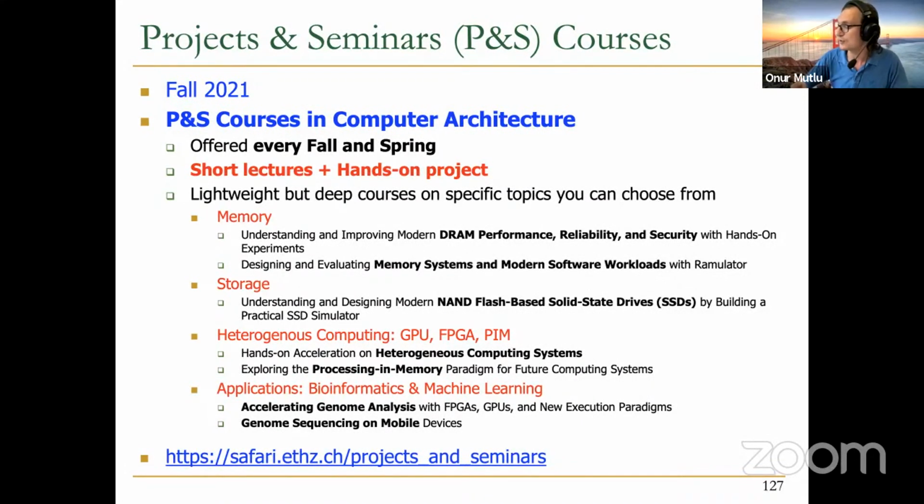It's a requirement for ETH students. So meaning, if you're an ETH bachelor student, you're required to take some number of PNS courses. That's for sure. If you're a computer science student, you're required to take a seminar course. I don't know if PNS courses satisfy the seminar requirement. That's good to check from your perspective.